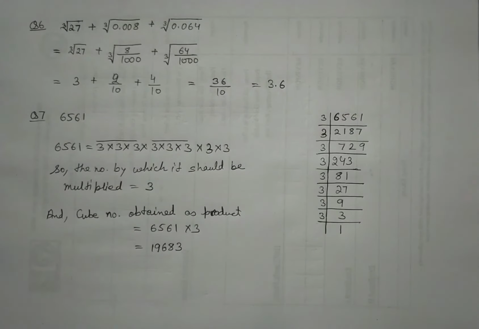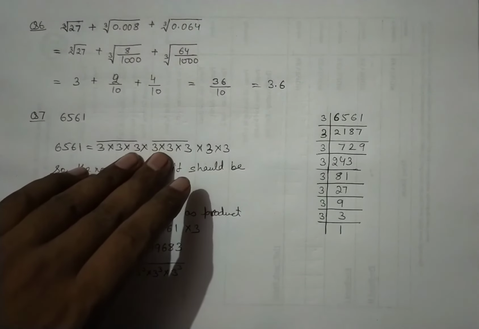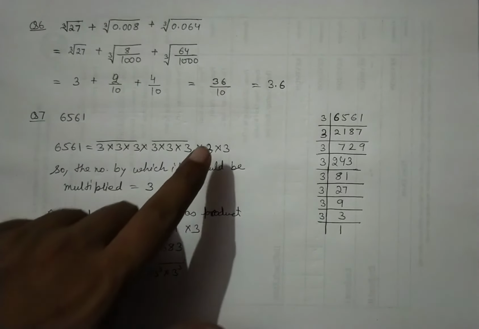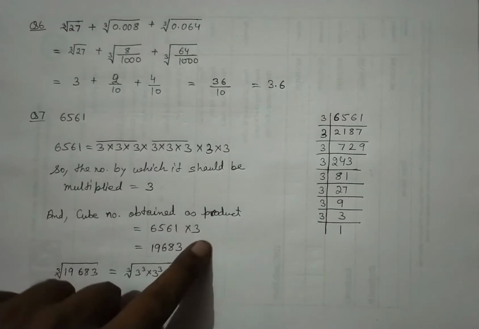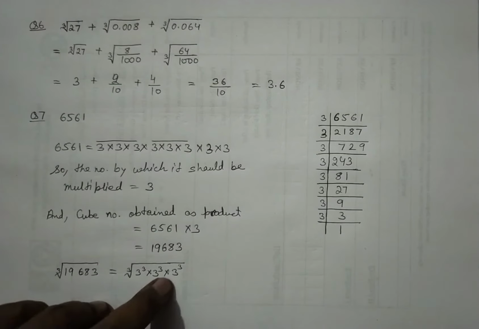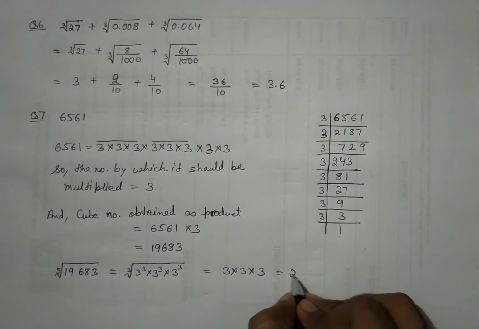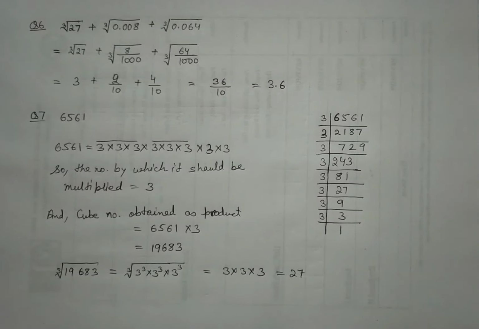19683, and the cube root of this number will be 3 cube into 3 cube. We are having the groups, and this 3 cube, because 2 are over here and 1 we have multiplied, so we are having 3 groups of 3 cube. Then we are going to take one number from each of the group, and we get 27 as answer for this question.